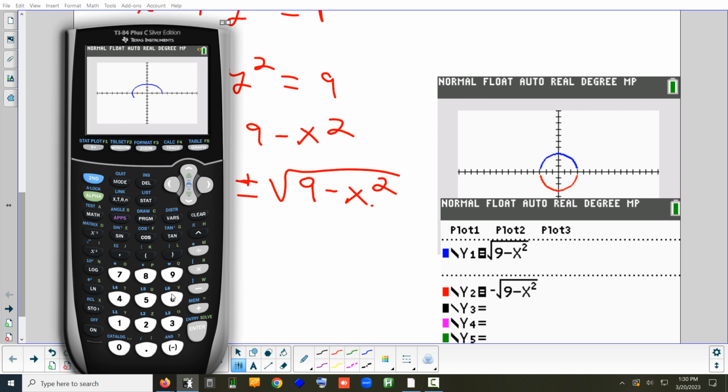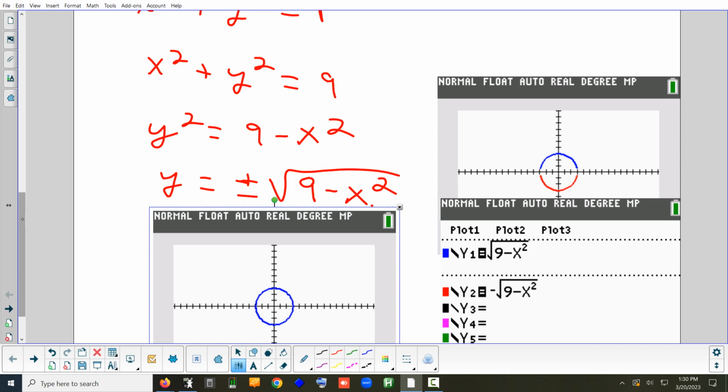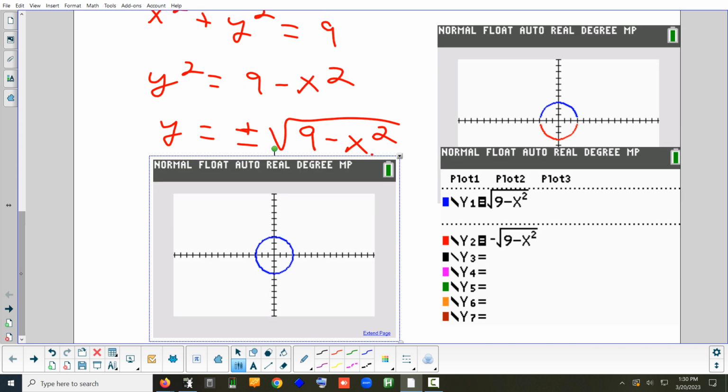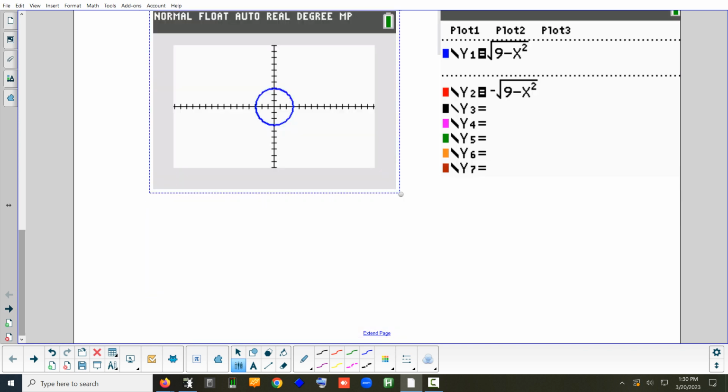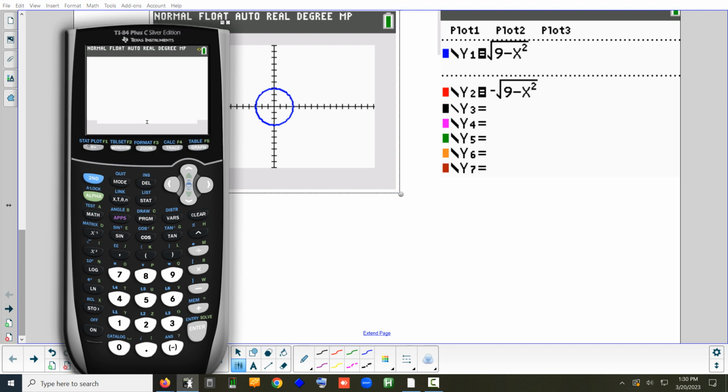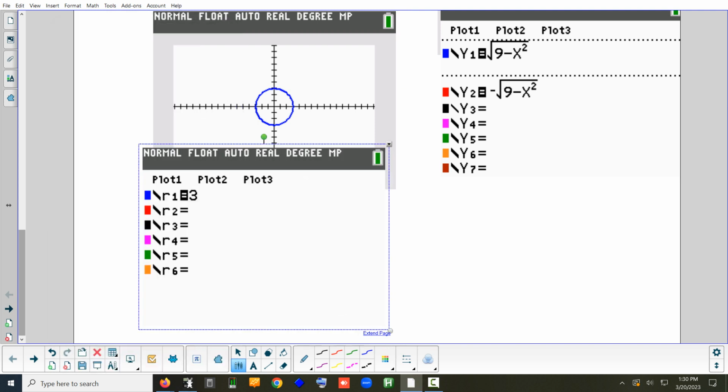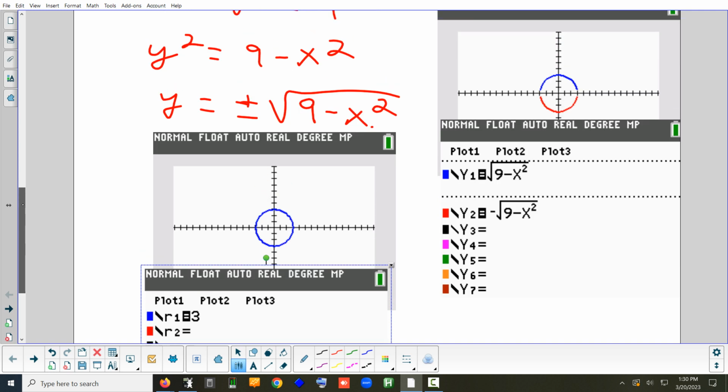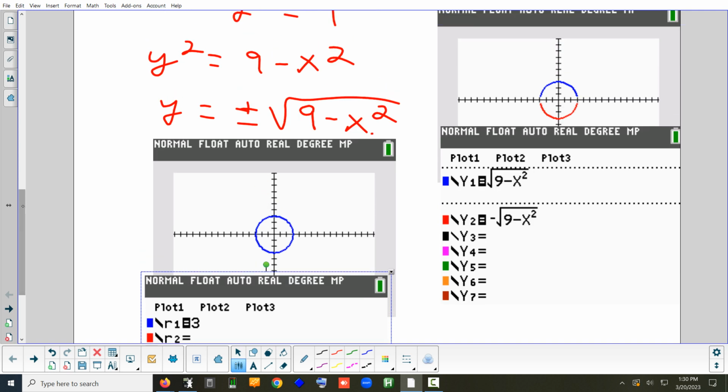Let's do zoom 6. And now zoom 5. There. Don't worry how I set my window. I just want you to see that now I get a picture that looks actually like a circle. It actually connects. And all I had to do was type in one number, 3. So graphing a circle is much simpler in polar in terms of the amount of stuff you have to type in.